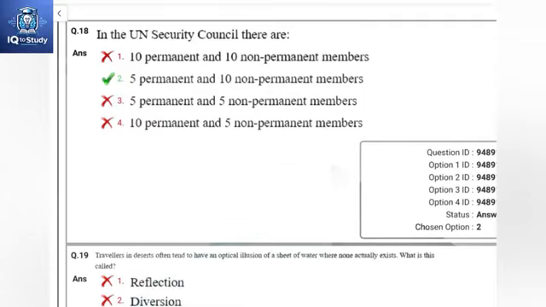In the UN Security Council, there are 5 permanent and 10 non-permanent members.